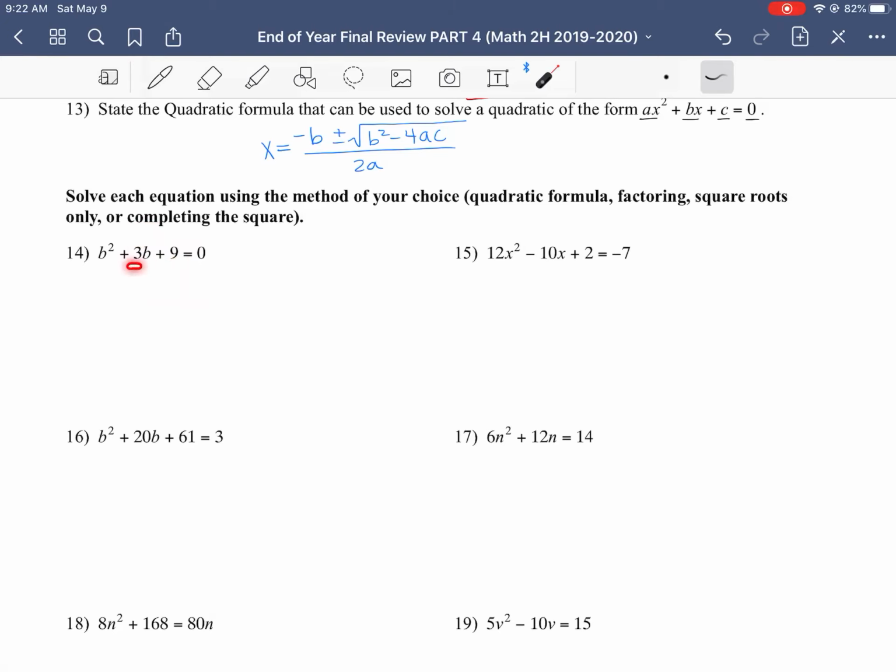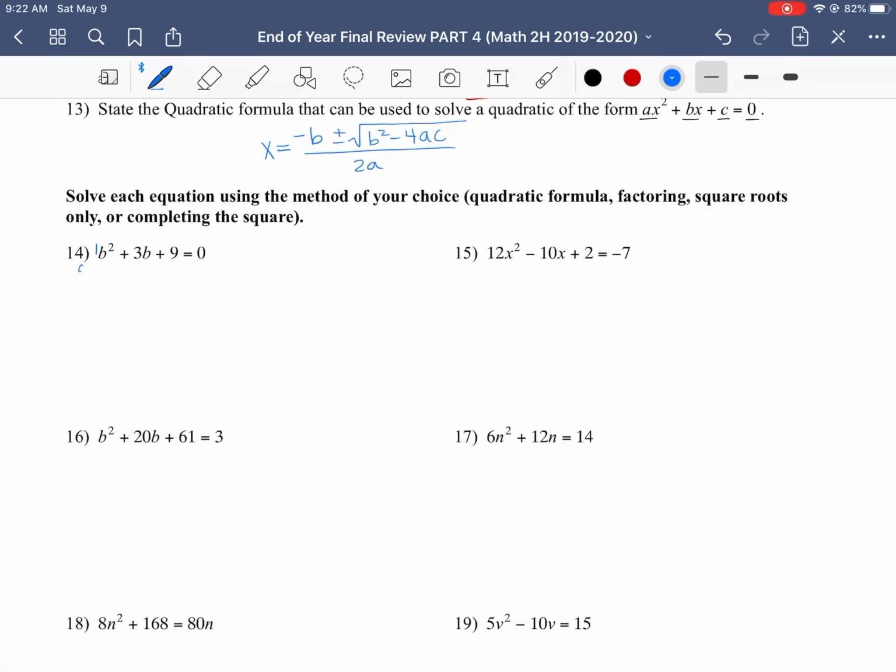So I then look at the middle piece. That is an odd number. Now remember, when you complete the square, you take half the middle term and then square it to find that perfect number. So that's going to create fractions. So on this one, probably my best choice is the quadratic formula. So let's go ahead and use that.